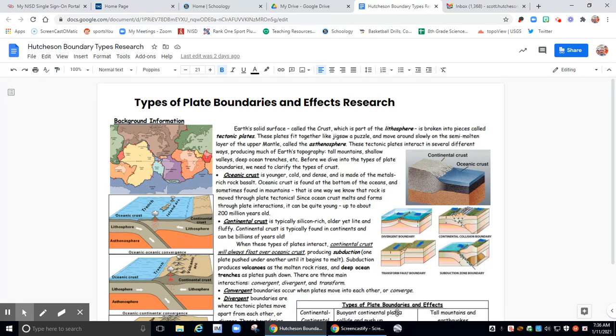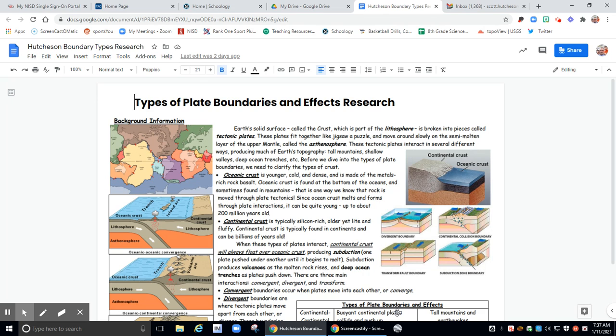So, since ocean crust melts and forms through plate interactions, it can be quite young, anywhere between 0 to 200 million years old. And I know when we say young, 200 million years does not sound young, but if we look at the history of the Earth, 200 million years is very young as rocks go. The other type of crust is called continental crust.